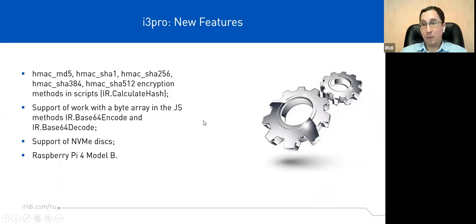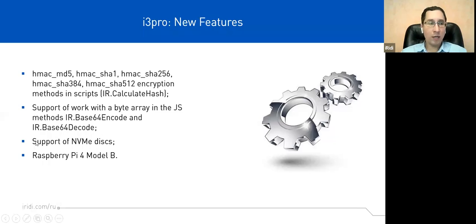And the last page about new features. It's more about system features. It's about encryption, a new encryption method in script. It's now available in the script, and you can use it in your own drivers, in the JS driver, because we have a new interesting encryption method, and you can use it in your project. Support of work with a byte array, the same way.